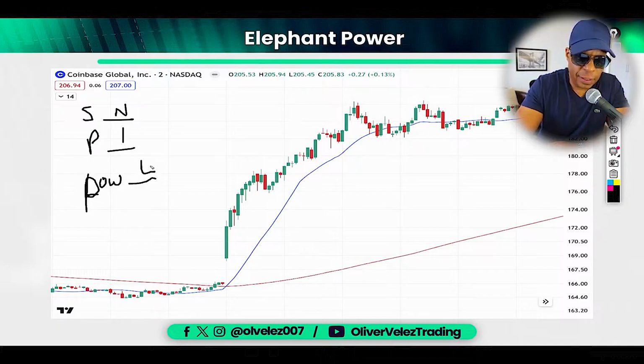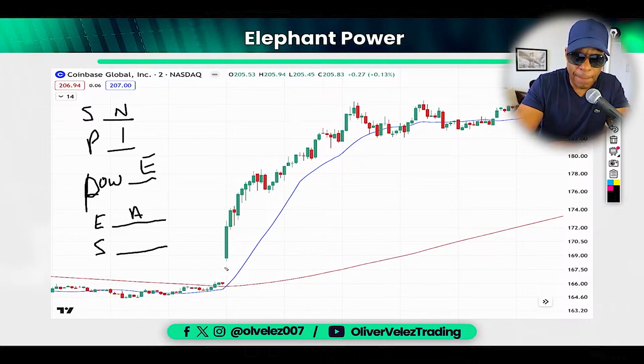Power is elephant, not tail in this case. It's elephant in this case. Entry: when you're buying in the bar, that's anticipation. If you're buying above the bar, that's confirmation. All right, so entry, stop.